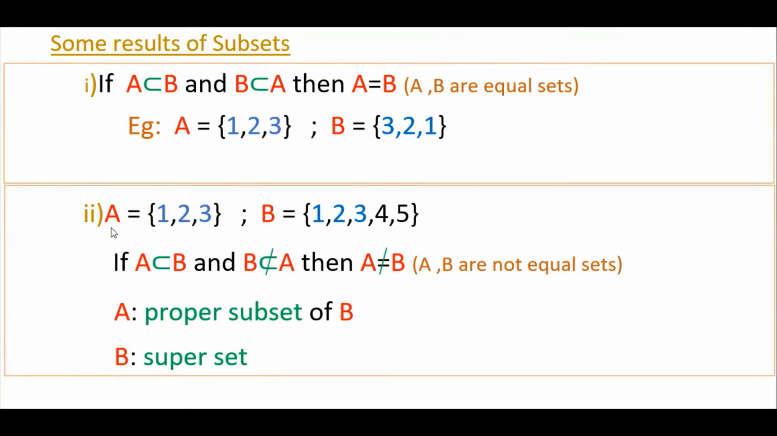And in the second one, A is equal to {1, 2, 3} and B is equal to {1, 2, 3, 4, 5}. You see A is a subset of B because all the elements of A are also elements of B. But here 4 and 5 are not in A. So all the elements of B are not elements of A. So here B is not a subset of A. So in this case, A is not equal to B. That means these two are not equal sets. So in this case, A is said to be a proper subset of B and B is a superset.